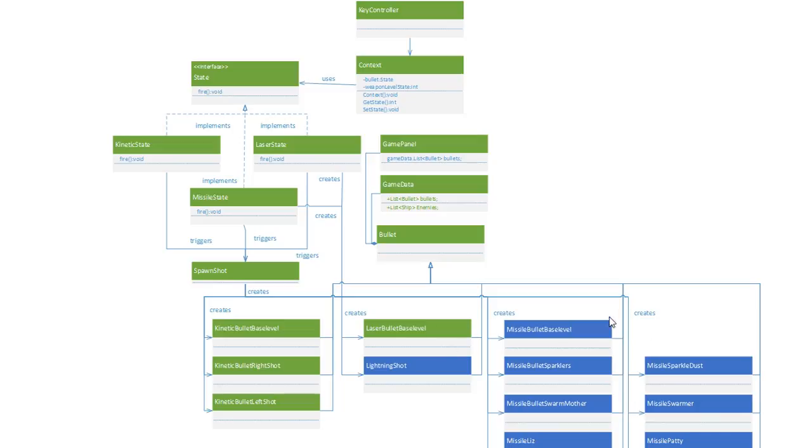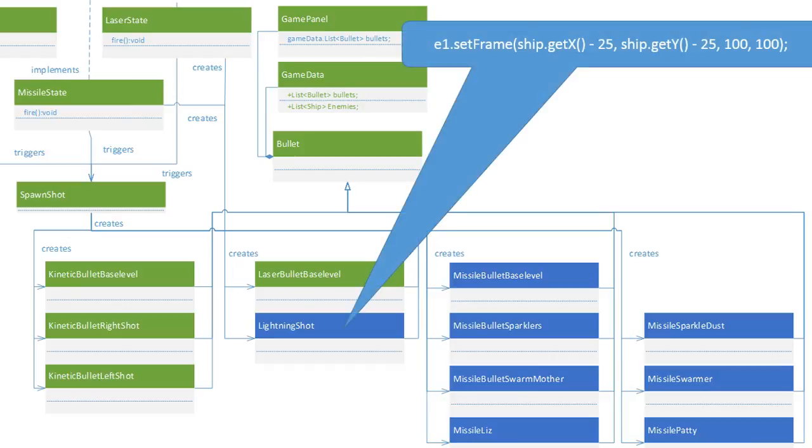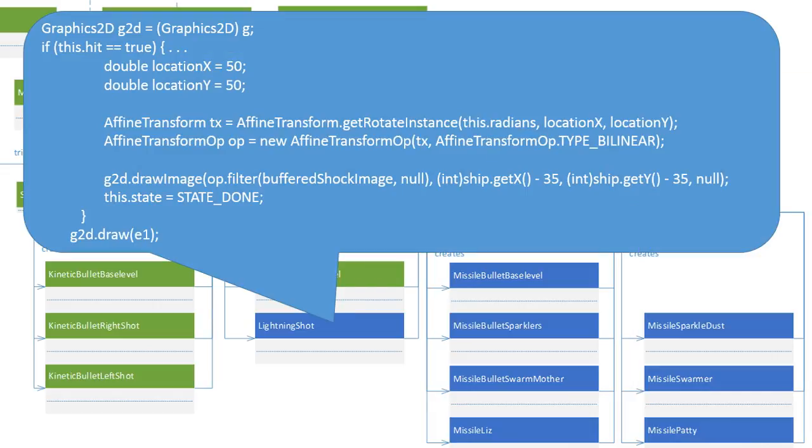Mainly the new stuff are these missile bullets that I've created. It's lightning shot, which is in the game. The first thing was the lightning shot. The lightning shot works by making a circle perimeter around the ship using Ellipse2D. Here, E1, which is an Ellipse2D, is a circle around the ship. The circle always exists around the ship when the ship is in the correct mode.